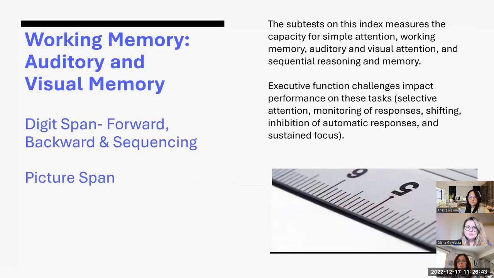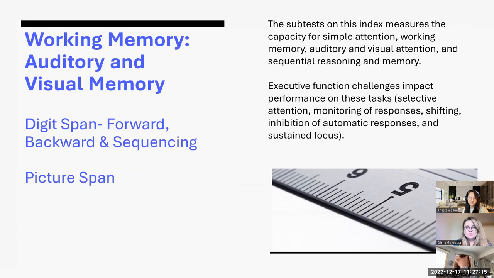So for working memory, auditory and visual working memory are assessed with 2 subtests. Again, one actually has 3 components, and the other one just has 1 component. For the auditory memory, we provide a subtest called DigitSpan, and DigitSpan has 3 parts. The first part is in which I present the child with a series of numbers, and they're asked to repeat those numbers in the same way that they were presented. This is called DigitSpan Forward.